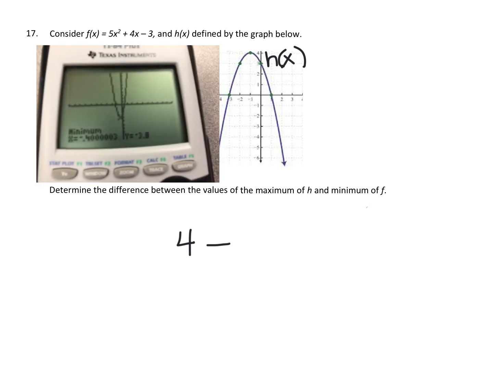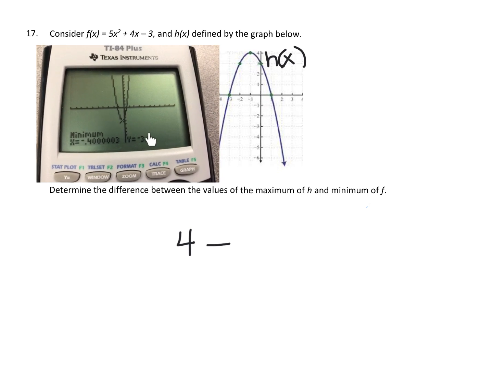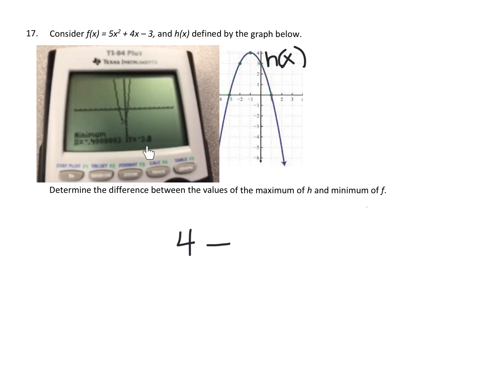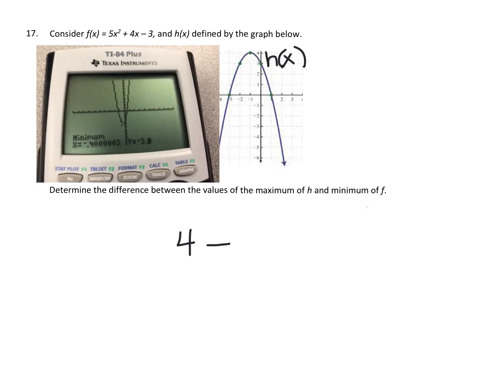And the minimum value is right here, the y value, so negative 3.8. Okay, so from this 4, we're going to subtract negative 3.8. Well, minus negative is the same thing really as 4 plus 3.8, right? So the difference between the height of this maximum and the height of this minimum would be equal to 7.8 units.